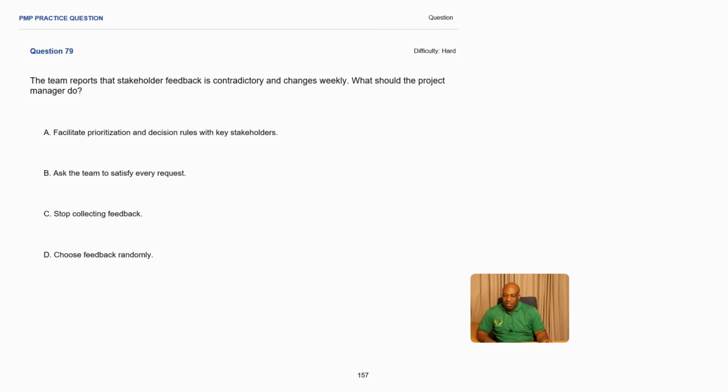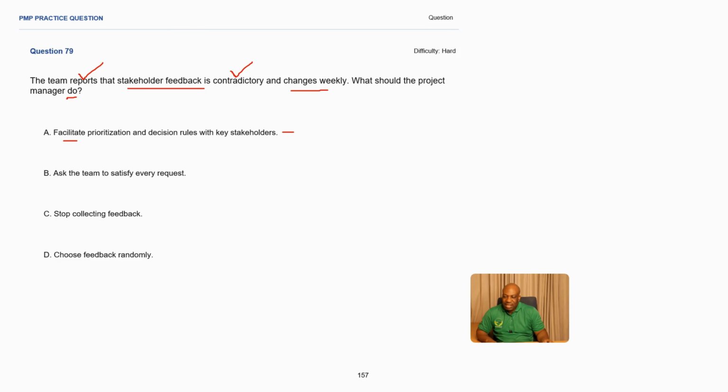Practice question number 79. The team reports that stakeholder feedback is contradictory and changes weekly. What should the project manager do? Our problem statement here is that the team is reporting that stakeholder feedback is contradictory and is changing weekly. A, facilitate prioritization and decision rules with key stakeholders. I like this one. When you're facilitating with key stakeholders, you're bringing people together to give you solutions.